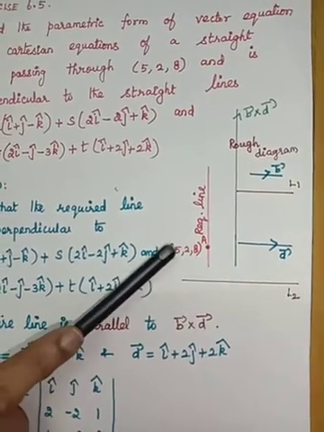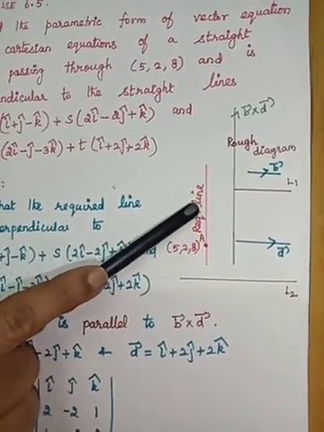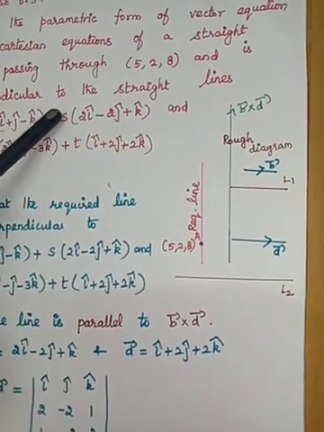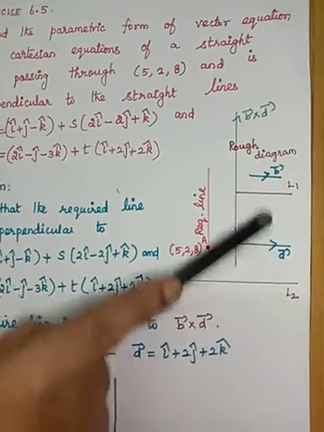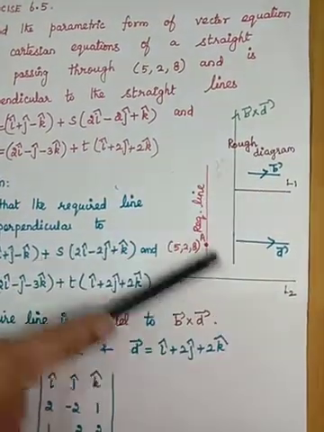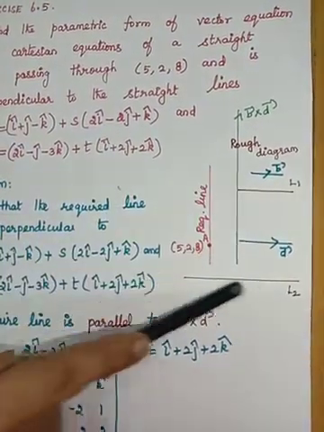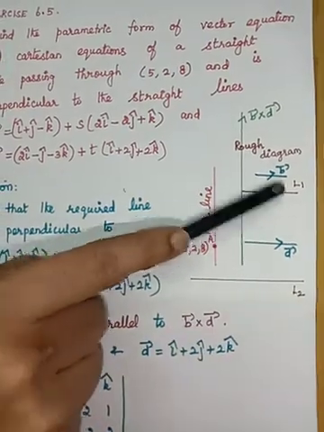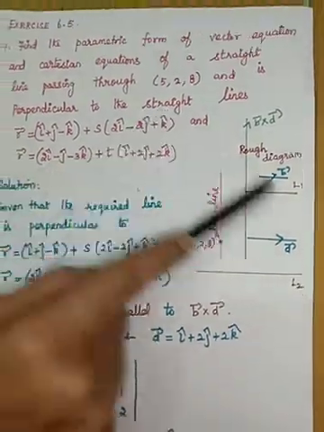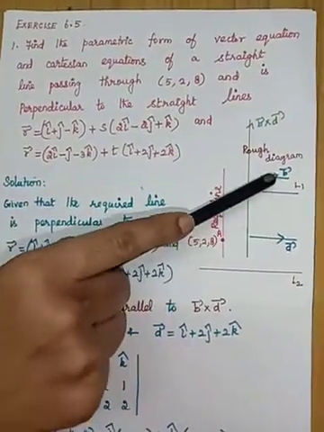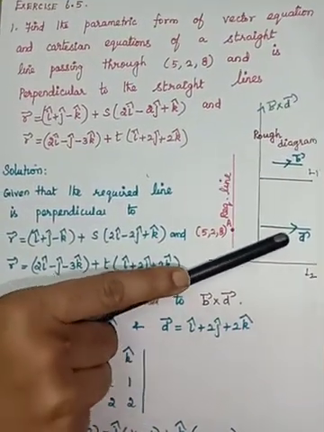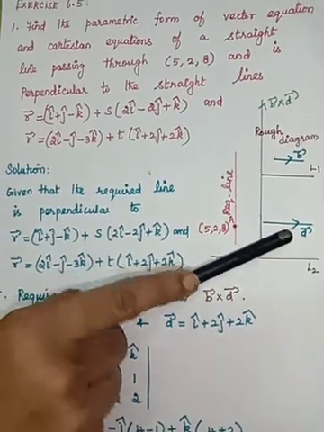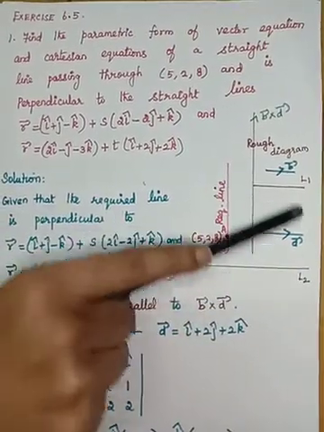Given that the required line is perpendicular to two other given lines. The given lines I have taken are L1 and L2. Look at L1 and L2: how are they related to the required line? They are perpendicular. From this equation, your L1 line is parallel to the B vector and your L2 line is parallel to the D vector. Have you understood this?